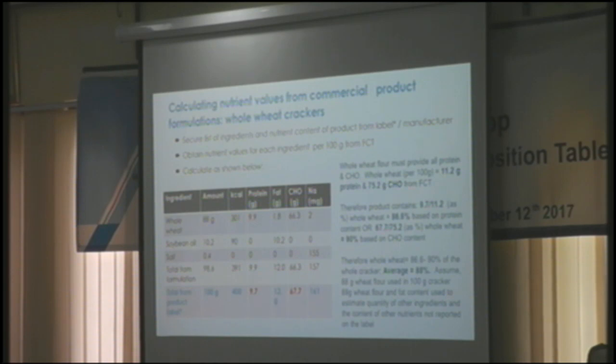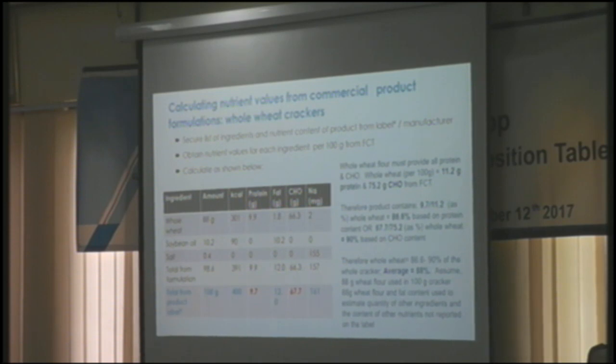We know the nutrient content per 100 grams of whole wheat, for example 100.2 and 75.2 for carbohydrate, from the food composition data. So we can estimate the amount of wheat that went into that product by looking at the ratio of the amount of nutrient to what would be produced if you put 100 grams of that wheat flour in the product. Based on that, we've got either 87% of that cracker was whole wheat or 90% of that cracker was whole wheat.